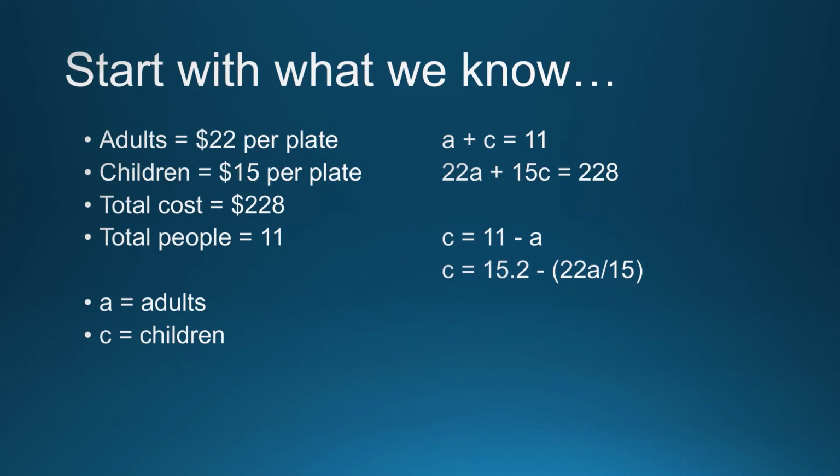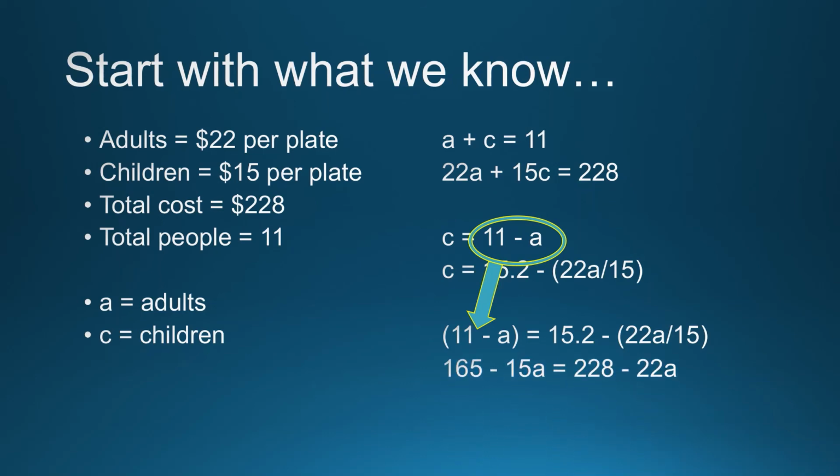Then we're going to rearrange those equations to where we just have one variable on one side of the equation. I picked just to have C be the lone variable. So C equals 11 minus A, and C equals (228 minus 22A) over 15. We're going to do the same thing as before. We're going to take one of the equations that equals C and plug it in for C in the other equation. So now we have 11 minus A equals (228 minus 22A) over 15.